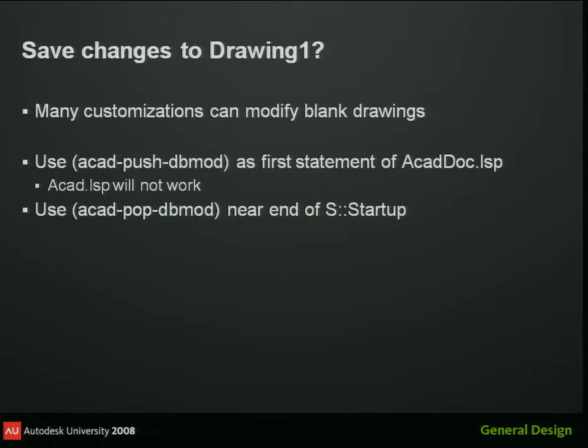And then, near the end of your startup function, you pop that variable back out. This db mod variable is read-only normally. But Autodesk programmers have given us the capability, in this circumstance, of using this code to push that 0 value into the stack and then pop it back out and make that drawing pretend that it's been unmodified. So your users no longer have to run into that issue of drawing 1 having been modified when they didn't change it.